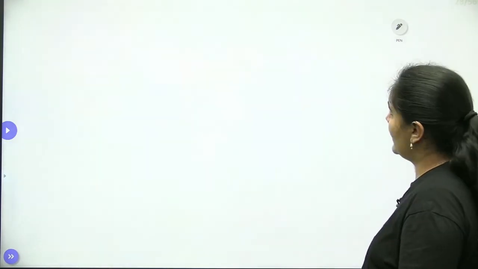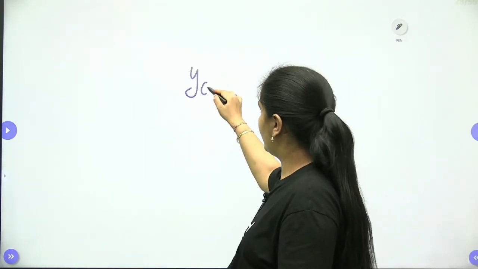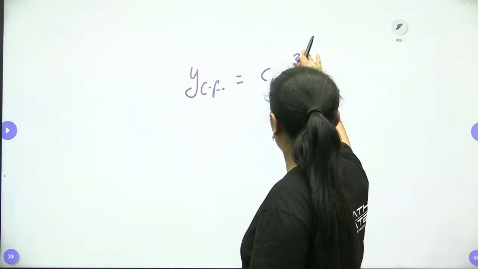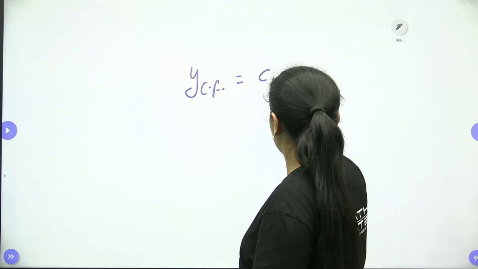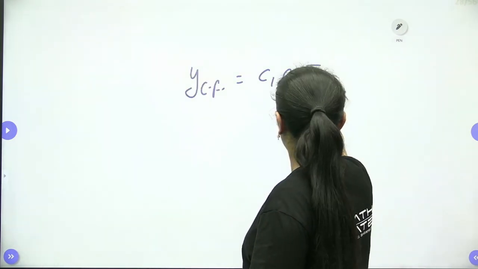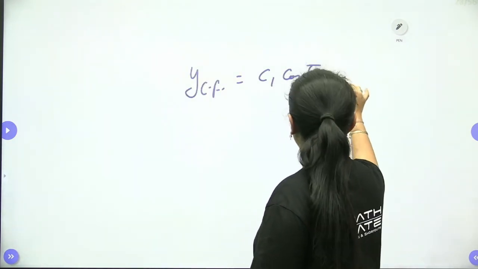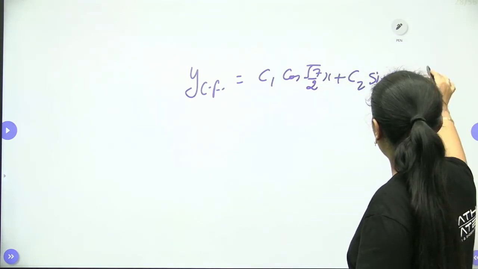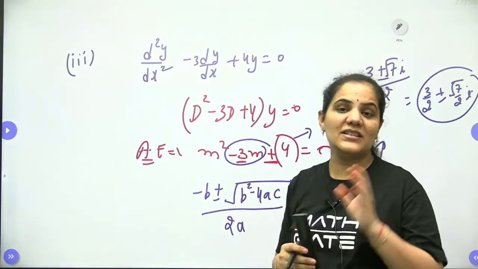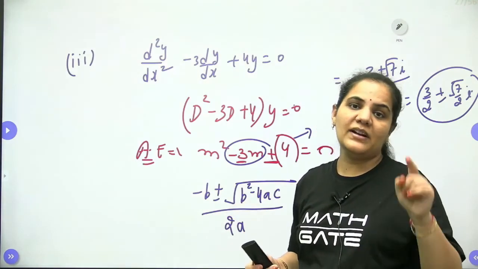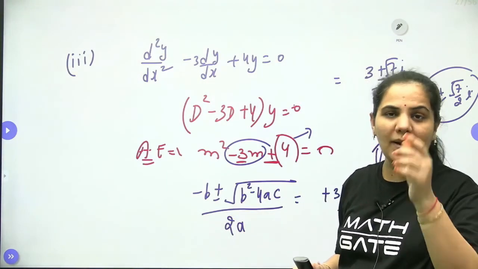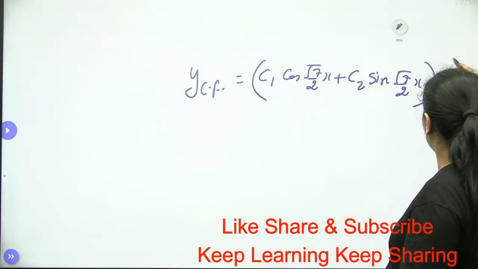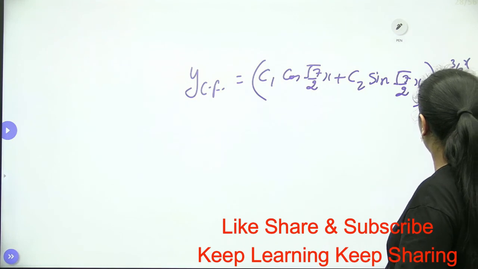Okay, right? So here we can conclude the CF will be e to the power 3 by 2 x times C1 cos of root of 7 by 2 x plus C2 sine of root of 7 by 2 x. Why? Because here we have imaginary roots, different and imaginary roots, or you can say a pair of complex roots. The real part will be e to the power 3 by 2 x only, right guys?